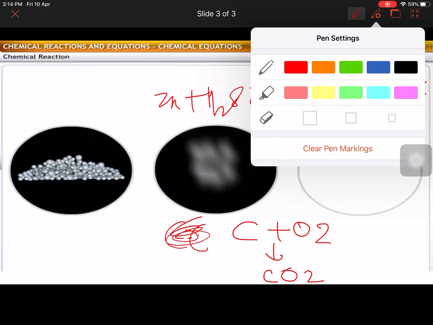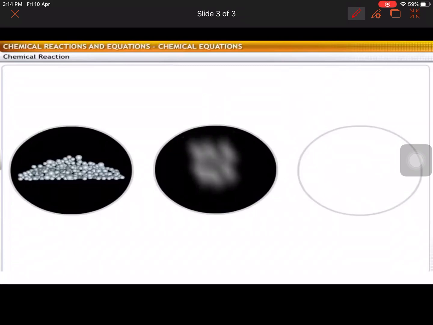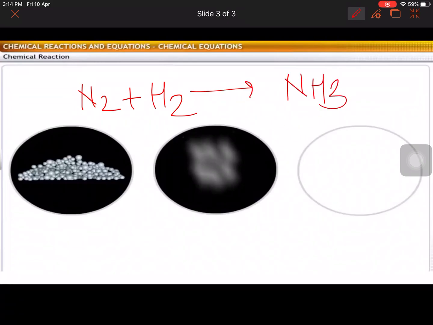But if I take the example N2 plus H2 gives NH3, this equation is not balanced yet. Now we have to balance it. Firstly, we have to go through the entire rule of how to balance the equation. Then we'll be able to balance any chemical reaction.